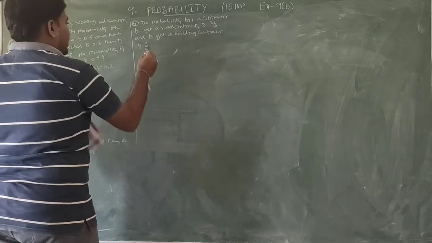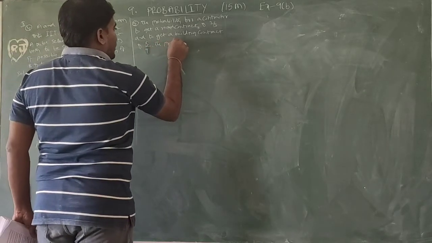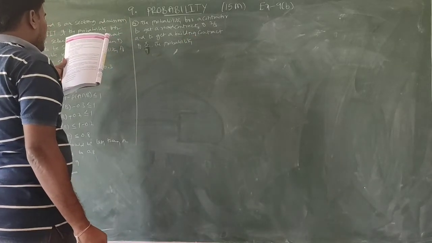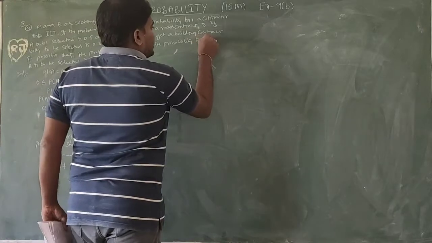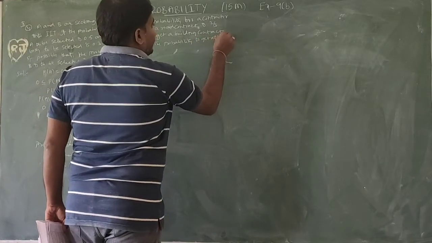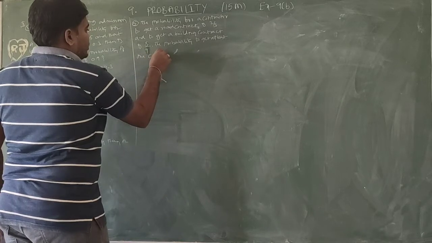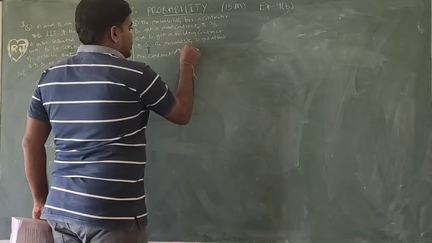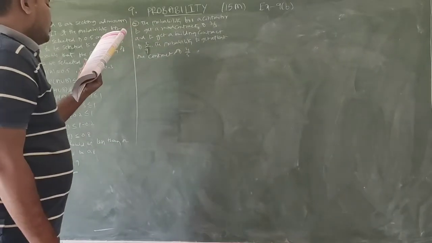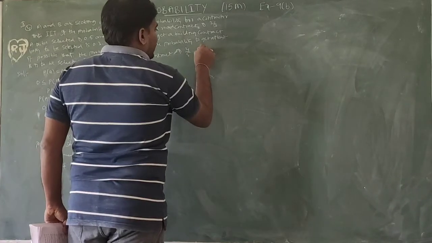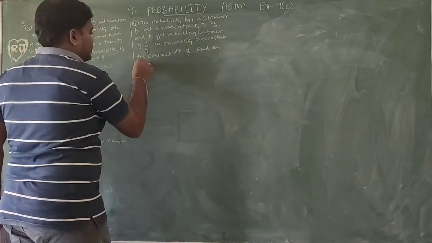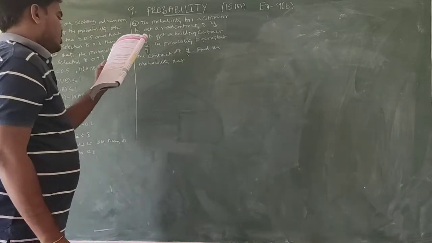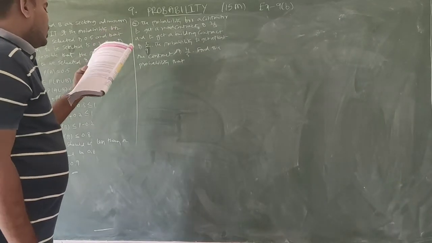Next, the probability to get at least one contract is 4 by 5. Find the probability that he gets both the contracts.